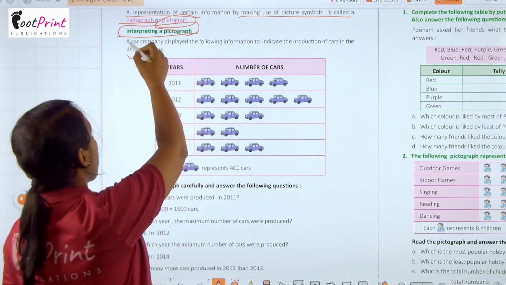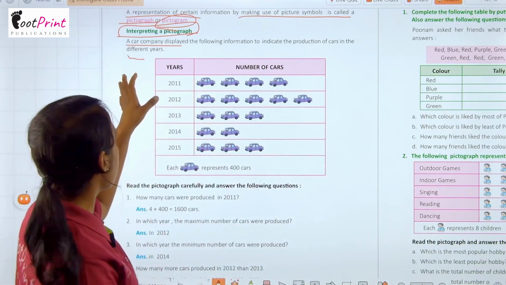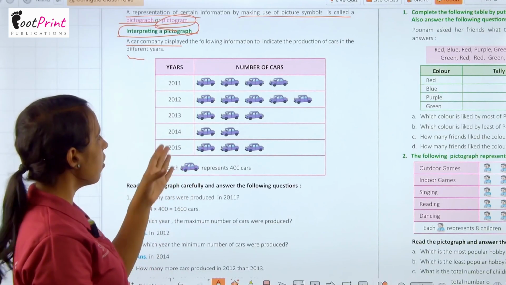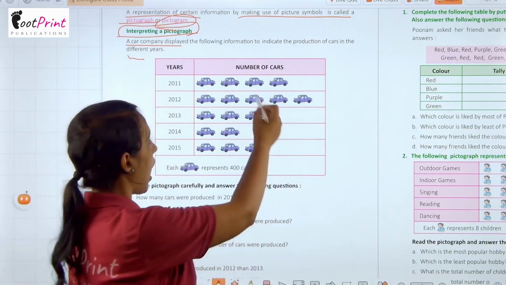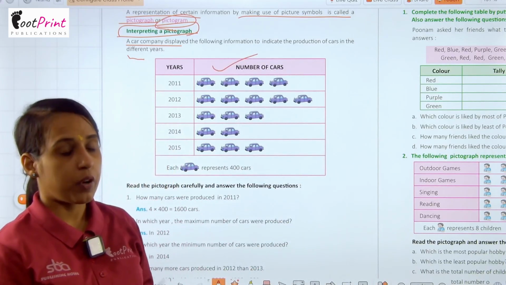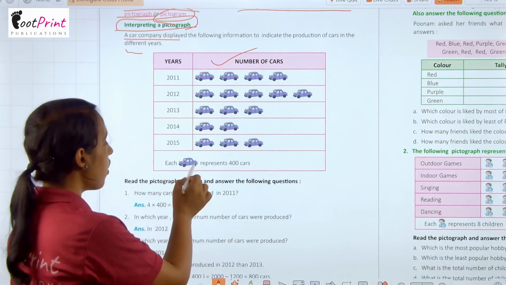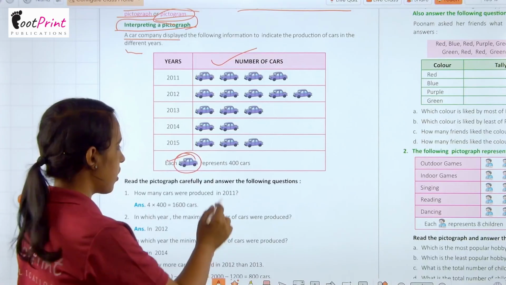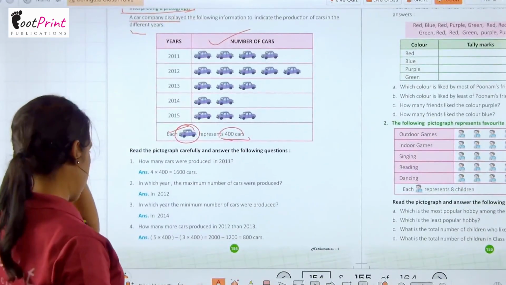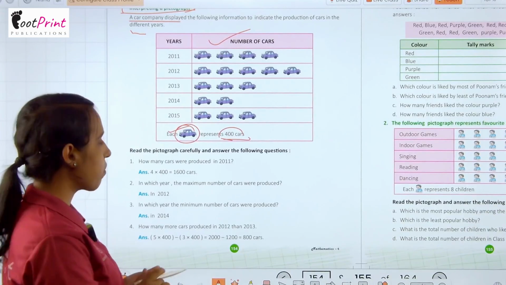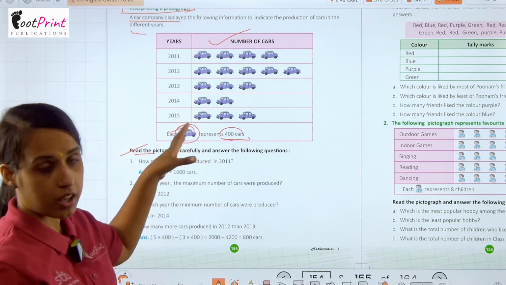Let's see here. A car company displayed the following information to indicate the production of cars in different years. Here we have the years 2011, 12, 13, 14, 15, and the number of cars produced by the company. One symbol, that is one car, shows 400 cars. We have some questions here. First, we have to read the pictograph carefully and answer the following questions.